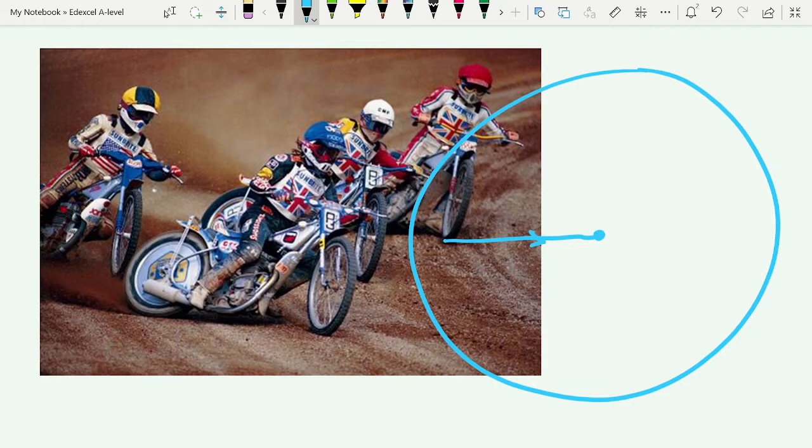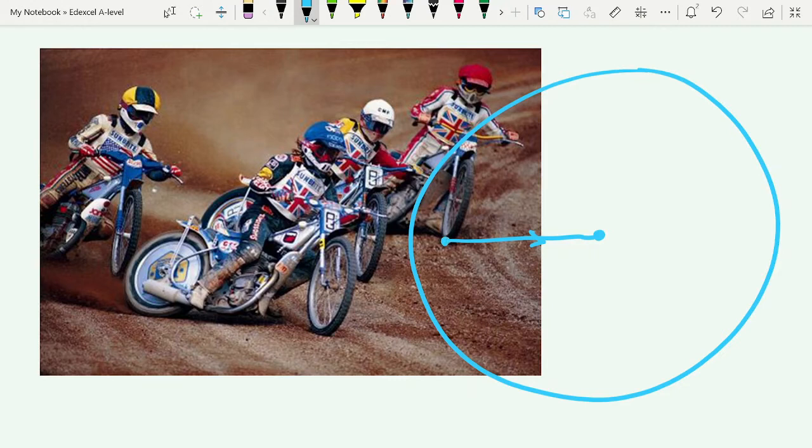So there is friction between the tires of the bike and the sand that they're traveling on, and that friction is going to supply some of the force towards the center of the circle. But as the bikes speed up, and we'll talk about the equation for centripetal force in a bit, the problem that you have is that that friction isn't going to be enough to keep them in that circle. And so what the motorcyclists do is they lean slightly.